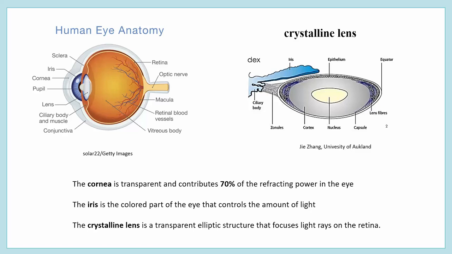Cornea is transparent and contributes 70% of the refracting power in the eye. The iris is the color part of the eye that controls the amount of light. Crystalline lens is a transparent elliptic structure that focuses light rays on retina. And capsule of the lens is connected to ciliary body via zonules, as you see.